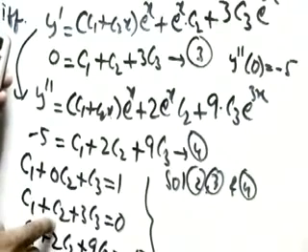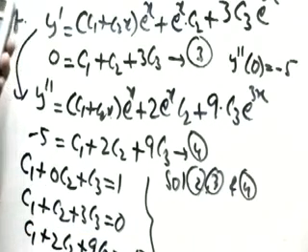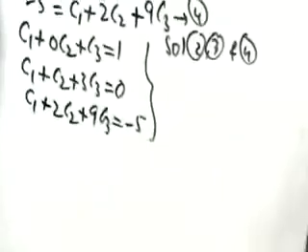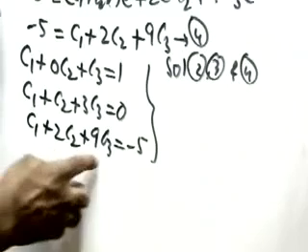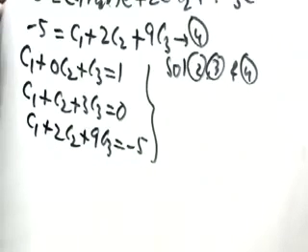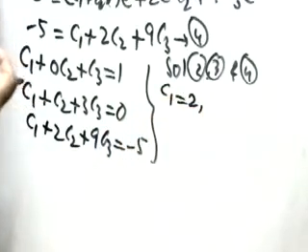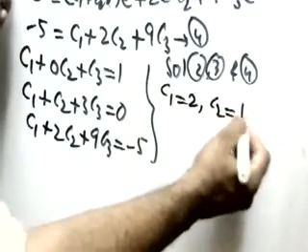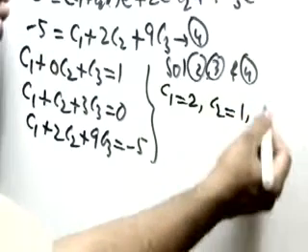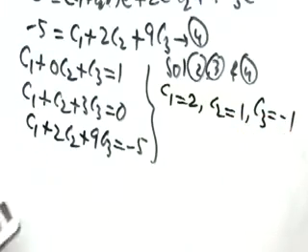Next equation, we can use this one: 1, 1, 3, 0. Lastly we have to use this one: 1, 2, 9, minus 5. So let me get the answers. We are getting the first value, c1 equals 2, c2 equals 1, and c3 equals minus 1.